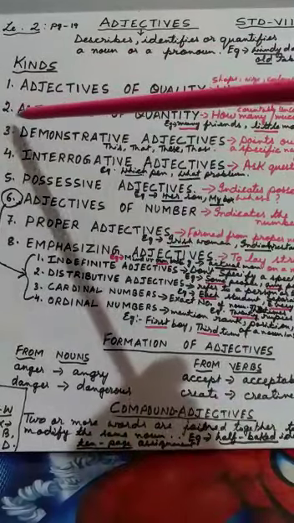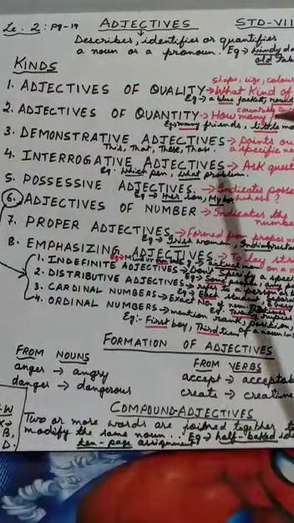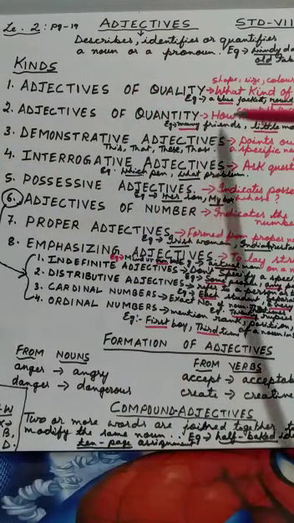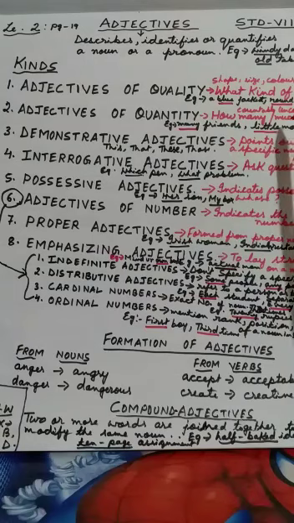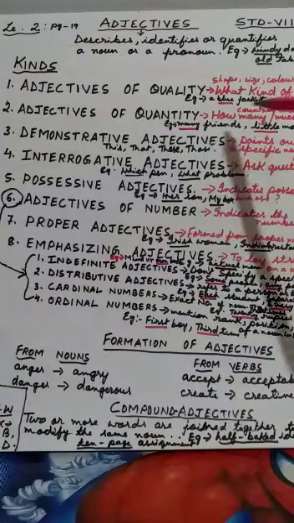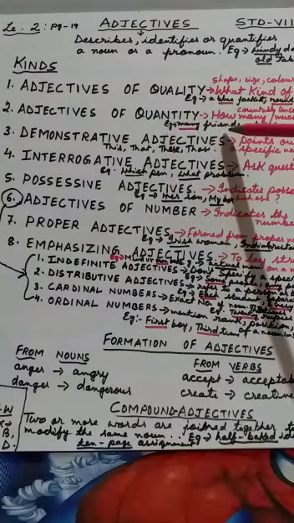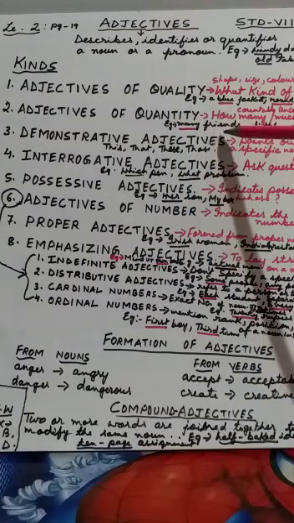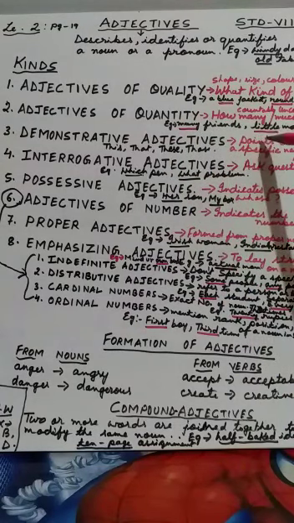Then the next one is adjectives of quantity. Adjectives of quantity tell us about how many or how much of something it is. It tells us how many in the case of countable nouns, and in the case of uncountable nouns it is how much. Like many friends. So many friends. Many is used for countable nouns. This is friends. Little money. Money is uncountable. So little.